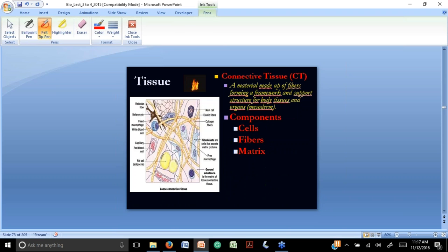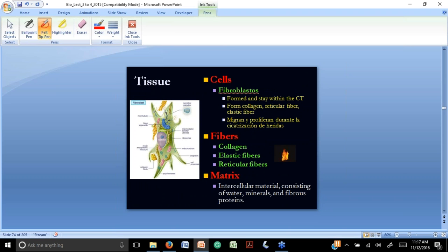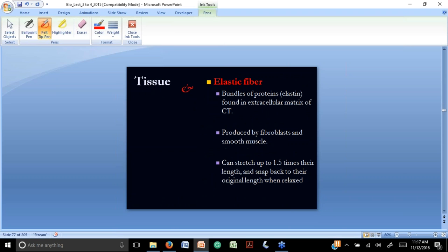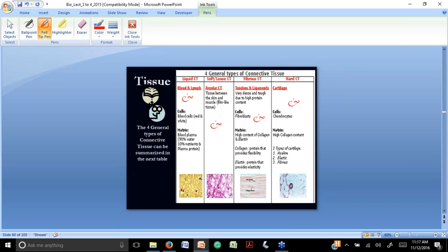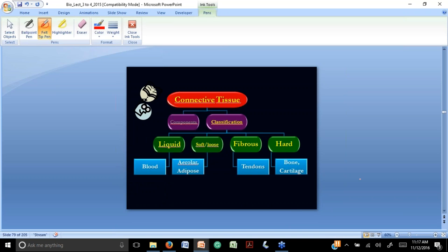All right, so let's talk about connective tissue. What I want you to remember here is the classification of the connective tissue. We are going to have liquid connective tissue. Don't be afraid. Don't think that fat is the only connective tissue. It's more than that. Connective tissue is any tissue that is connecting tissues. That's what is called connective tissue.